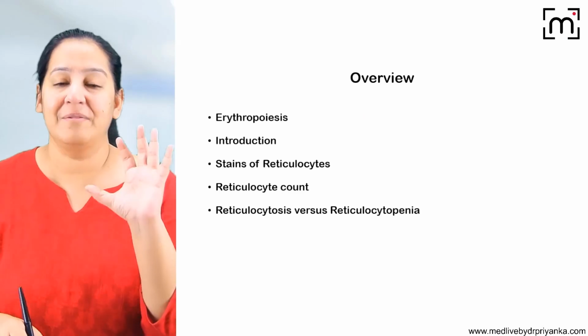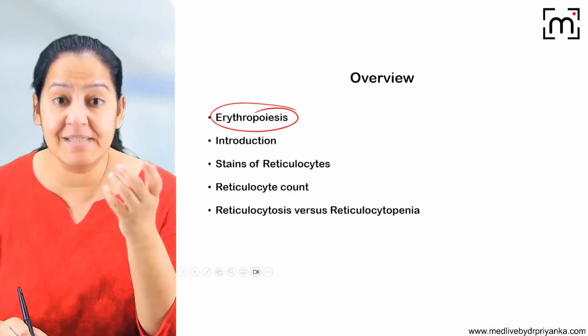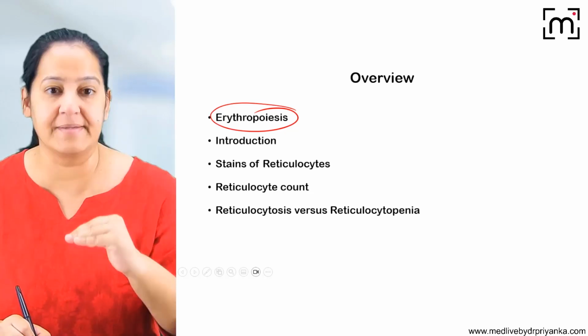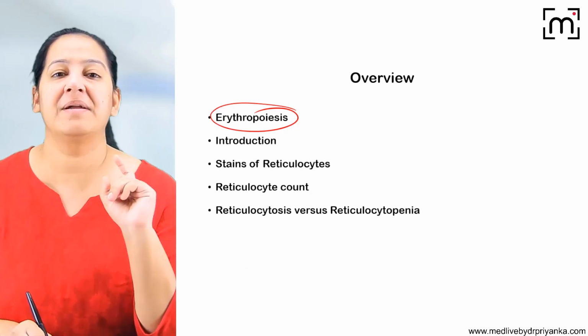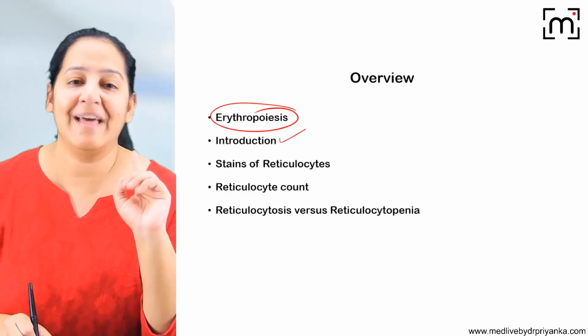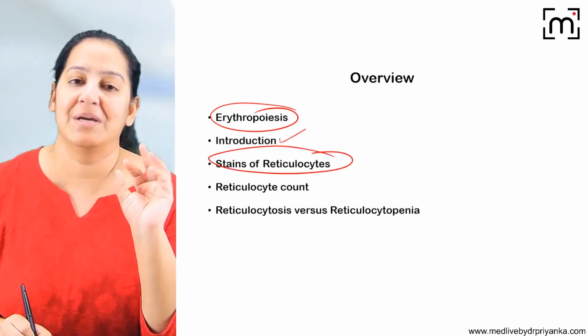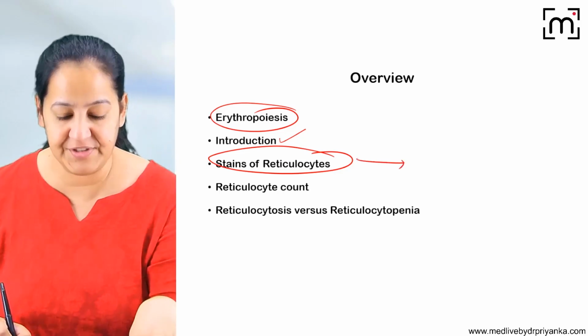So first of all, to understand the reticulocyte, you have to understand erythropoiesis. How are RBCs formed in the bone marrow? You have to see the precursors, because reticulocyte is one of the precursors in RBC formation. Then you have to understand the introduction of the reticulocyte. What is reticulocyte? How does it look? Then I will tell you two special stains to stain the reticulocyte. You get a very short note on them, the special stains for the reticulocyte.